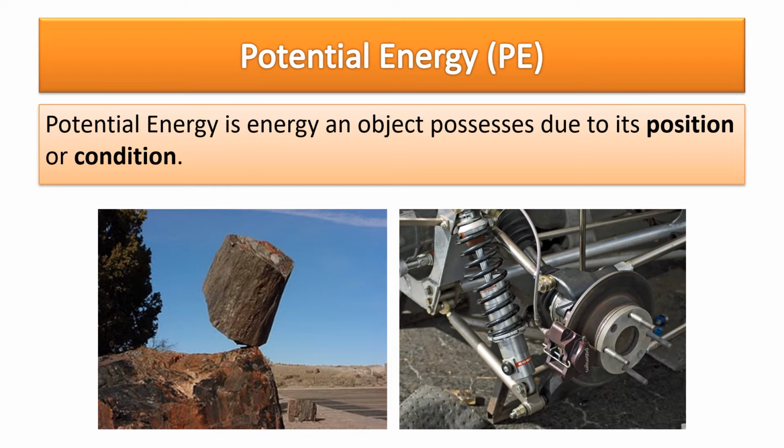So just as a side note, just keep in mind there's two different types of potential energy that we'll talk about in this class. Potential energy in general is energy an object possesses due to its position or condition. So the position of this boulder in this gravitational field gives it some gravitational potential energy. If it gets tipped over, then that gravitational potential energy gets transferred into kinetic energy as it falls down. It loses gravitational potential energy. That potential energy gets transferred into kinetic energy.